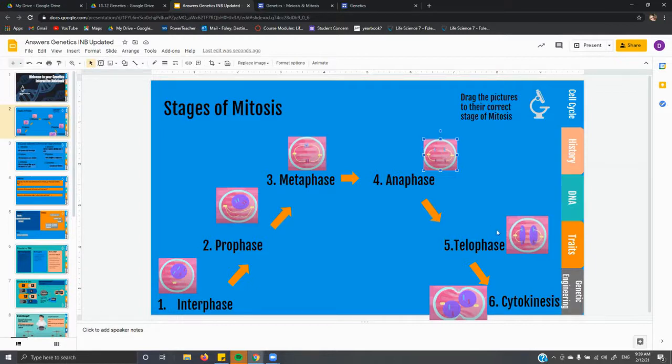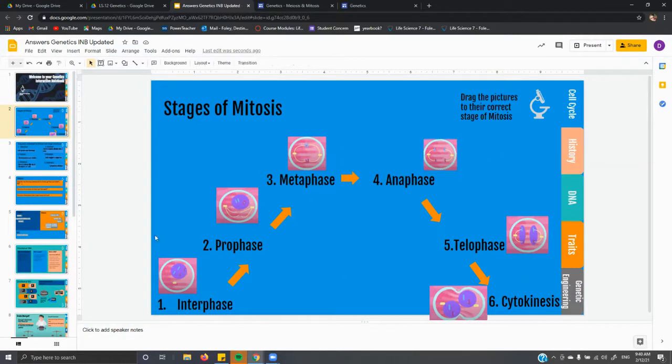Next, we have telophase. Telophase is toward the end, and you could see that the two nuclei are starting to form. So that's what these purple things are. That is the nuclei. The two nuclei are starting to form. Then you have cytokinesis. Cytokinesis is when the cell starts to form two separate cytoplasms. So cytokinesis, two cytoplasms. Okay?